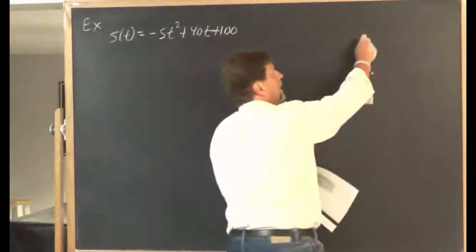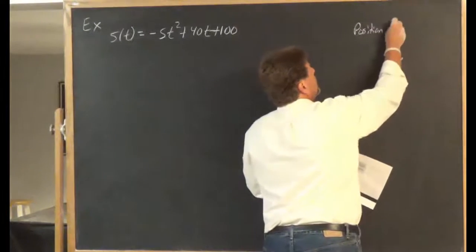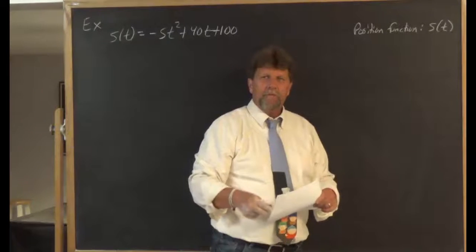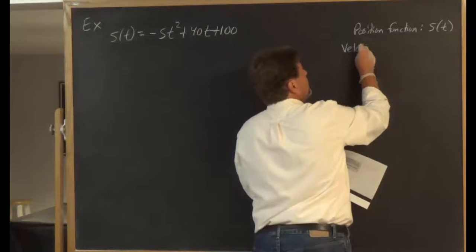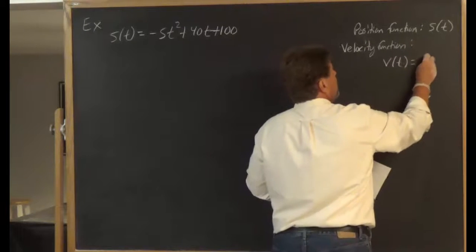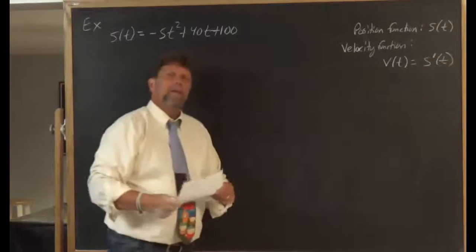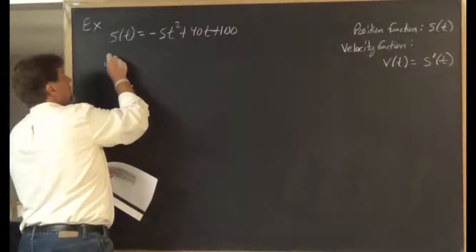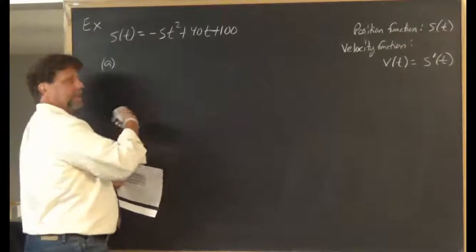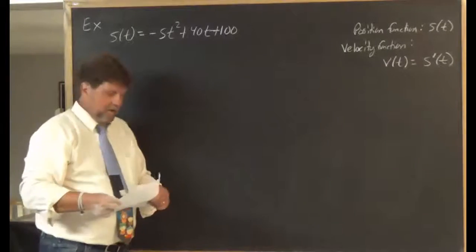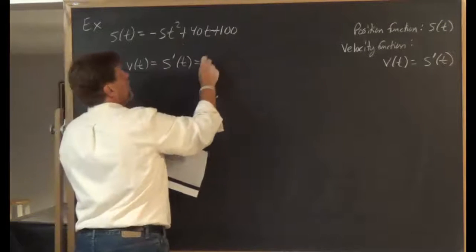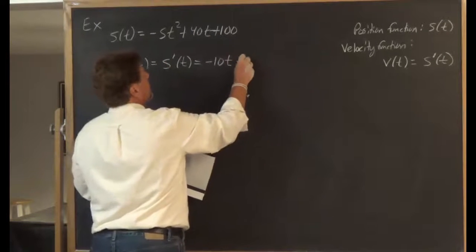So in general, in physics, a position function can be represented by s of t. T represents time. Then the velocity function is given by v of t, and the velocity function is nothing more than the derivative of the position function. So for this one, in part A, when you're asked to find the instantaneous velocity of the rocket on the interval 0 to 10, it's basically just saying get the derivative of the position function. So the velocity function is the derivative of the position function, and that would give us, let's see, negative 10t plus 40.